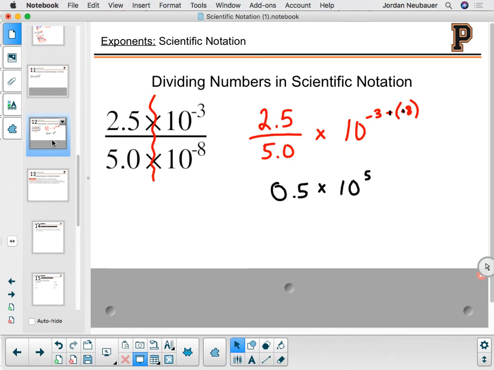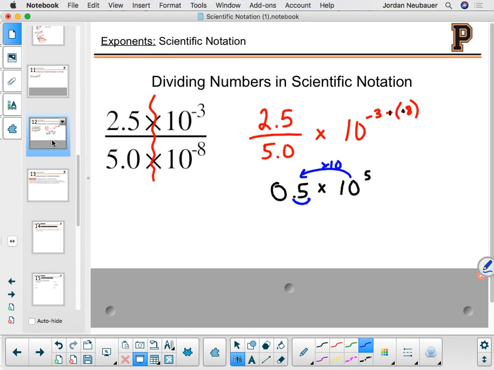0.5 is less than 1. So that means we have to send a factor from the tens. We only need to send 1, but that would move this decimal over, and we would write this as 5 times 10 to the 1 less than 5th power, 10 to the 4th power. Which, by the way, is like 50,000.